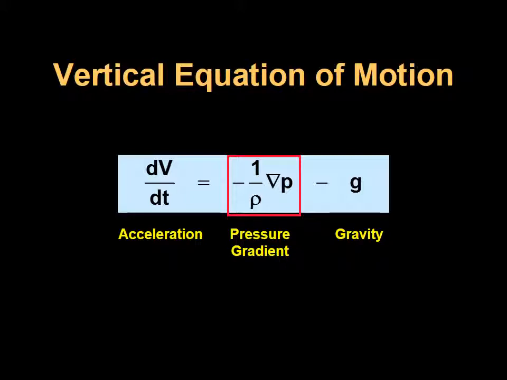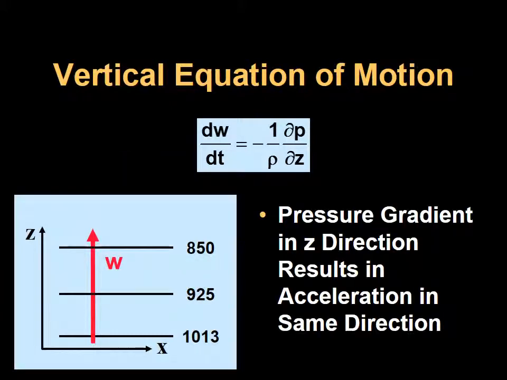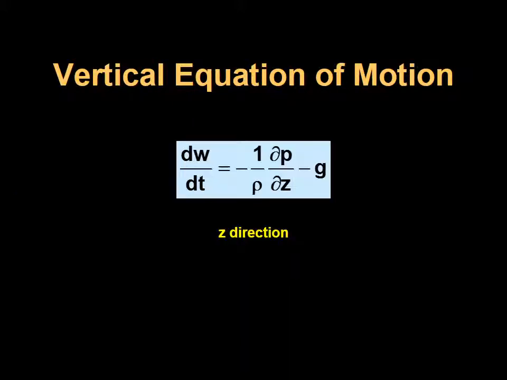Our next term is the pressure gradient term. So in this term, we are only looking at the pressure gradient that is directed in the z direction. In other words, how does pressure change as you go up or as you go down? And it seems pretty obvious that as you go up, pressure decreases. That's how simple the pressure gradient term is in the vertical equation of motion. And actually, we've seen this before.